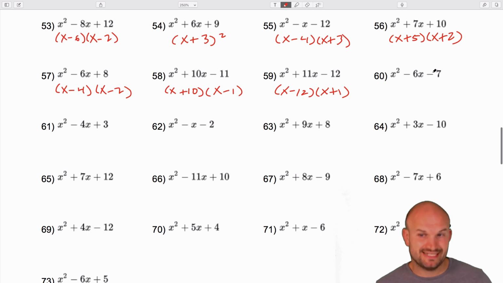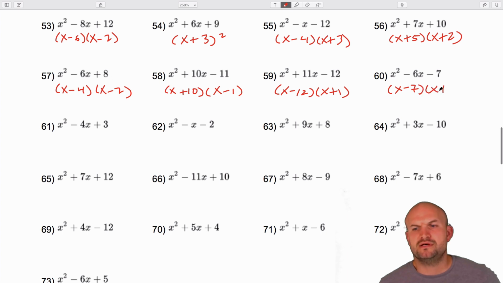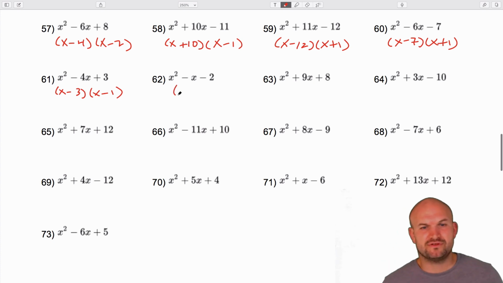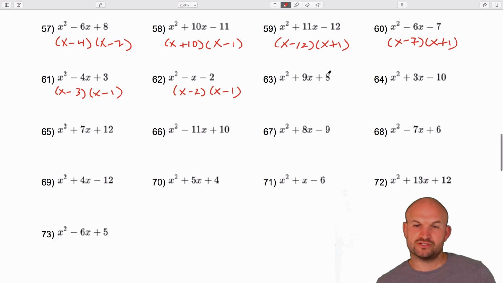This is going to be a difference, so I'm thinking the difference of two factors, and the larger term is negative, so that'd be x minus 7 times x plus 1. This is going to be a sum and negative, so both factors. This is going to be a difference and negative, so therefore x minus 2. This is going to be a sum and positive, so that'd be x plus 8.